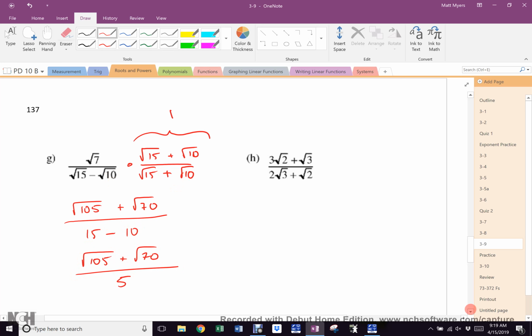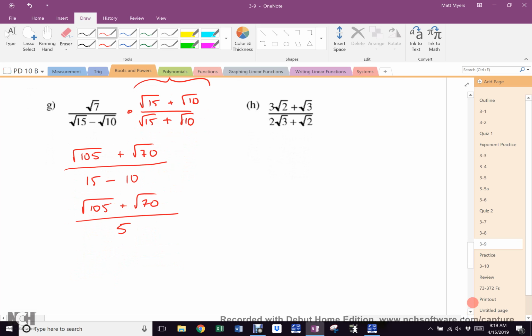Am I done? No, because I might be able to simplify. I can't simplify 105, can I? Because it's 3 times 7 times 5. No simplifying there. Can I simplify that? It's 2 times 5 times 7. So I can't simplify that. So am I done? Yes. Everybody cool? All right, you are intelligent young people.